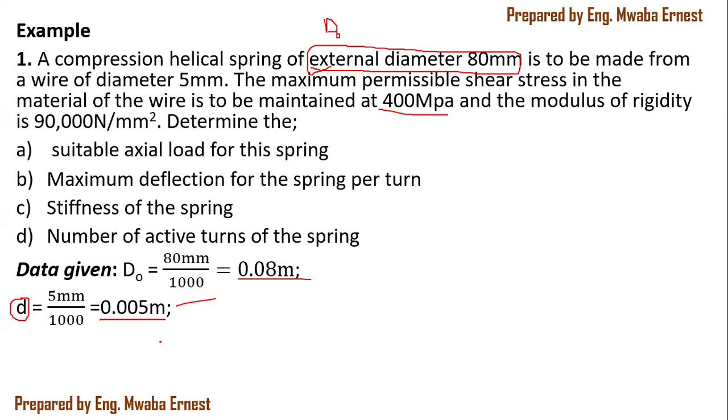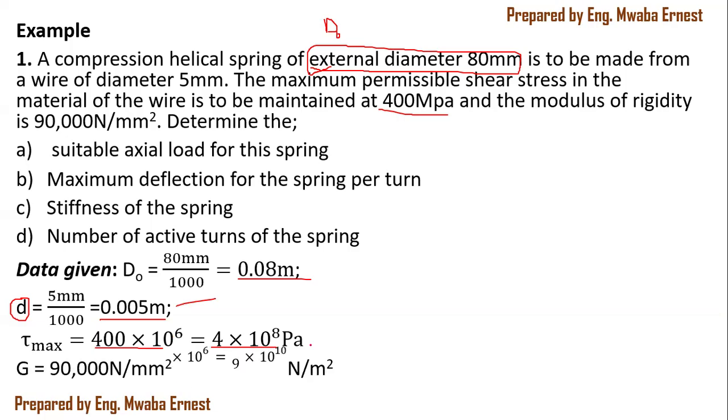Then we also have the maximum shear stress, which we've been provided here. The maximum permissible shear stress is 400 megapascals. Mega represents a million, or 10 power 6. So we have 400 times 10 power 6, which gives us 4 times 10 power 8. Where does the 8 come from? Because of the other two zeros added, so you have 10 power 8 instead of 6. Next, this is G, the modulus of rigidity, 90,000 newtons per square millimeter. So we are done with the information that we were given.